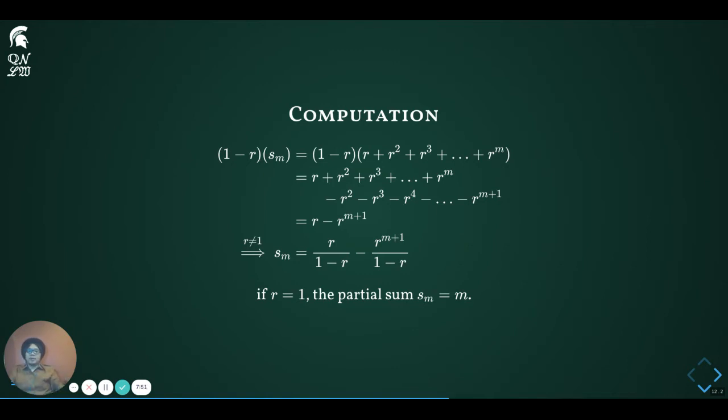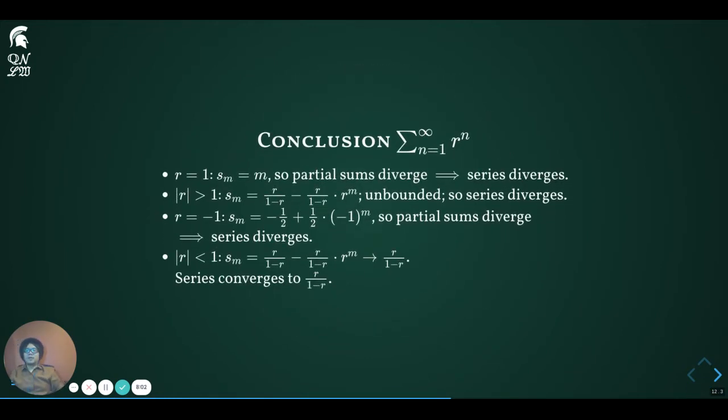Having established formulae for the partial sums, we can try to take its limits. This will show us whether the corresponding series converges or not. We separate into cases. When r equals 1, then we know S sub m equals m. This sequence diverges since it grows unboundedly. This means the geometric series with r equals 1 diverges.